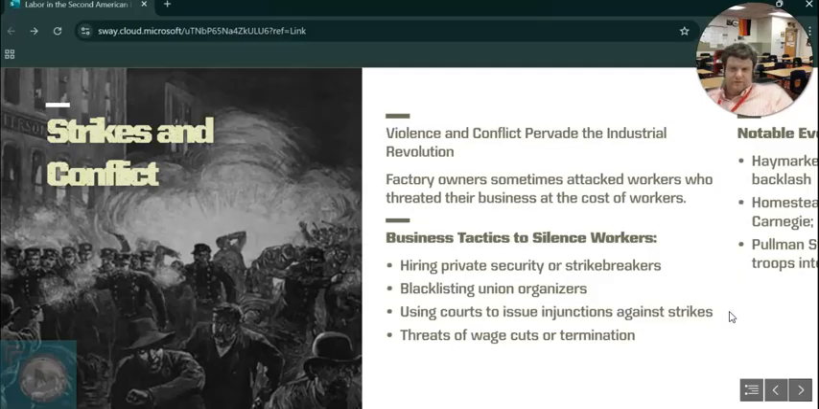Violence was also another issue. A number of workers who caused problems or asked the wrong questions or made the wrong complaints, they could be disappeared. There were some rough, violent men who could be hired out to do violent things to people. That's the simplest way of putting it.